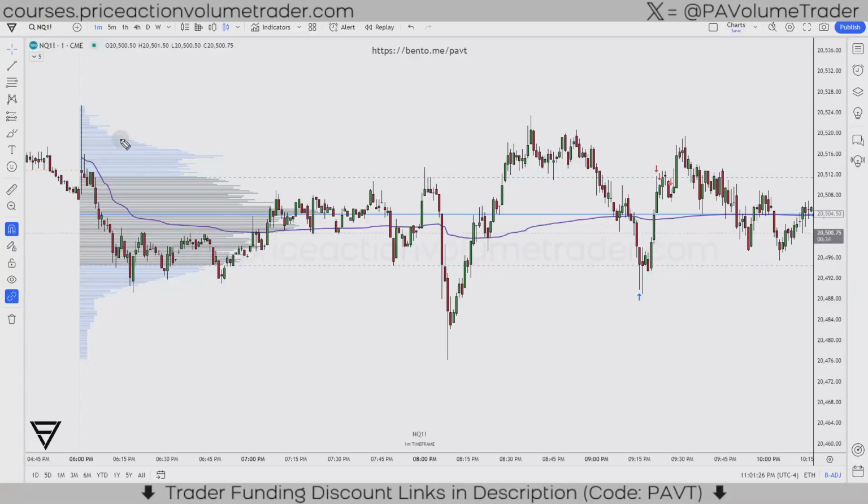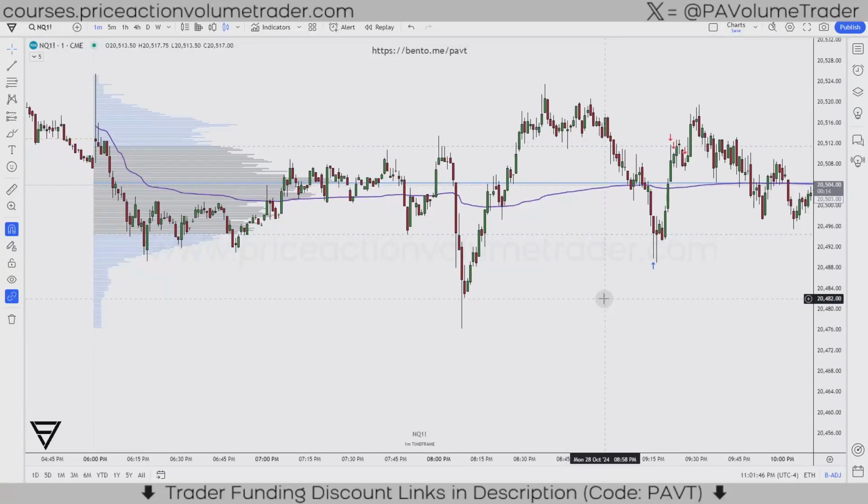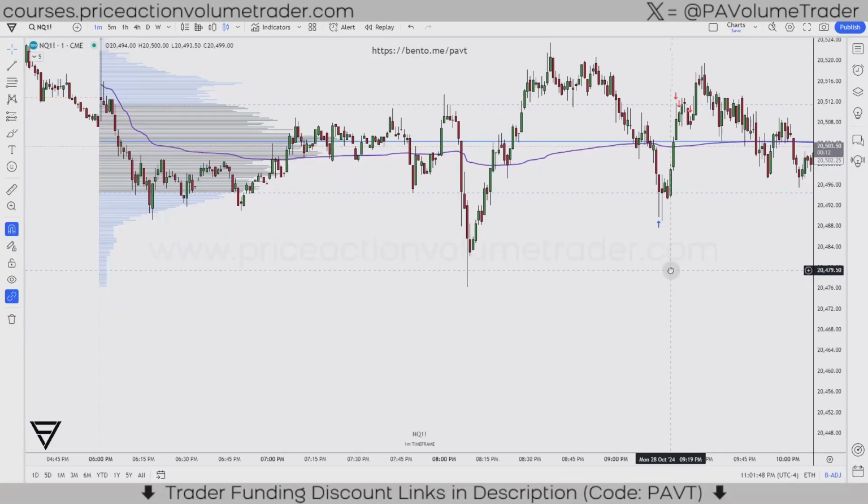Okay, so on days like this, you want to be looking for entries on the extremes for a rotation back to the middle or to the other side, where the volume drops off at the edges of the high volume node. Okay, now for this, I use one of my favorite price action patterns.